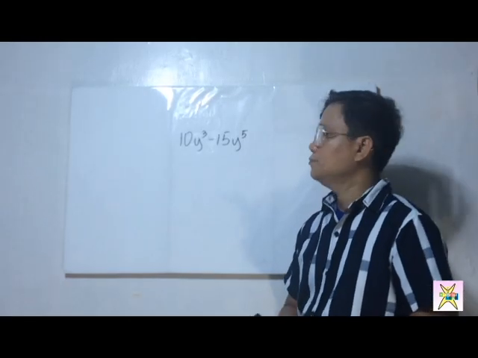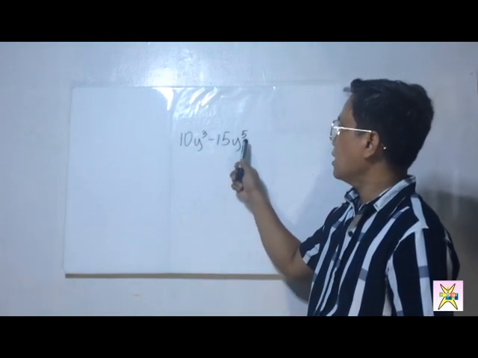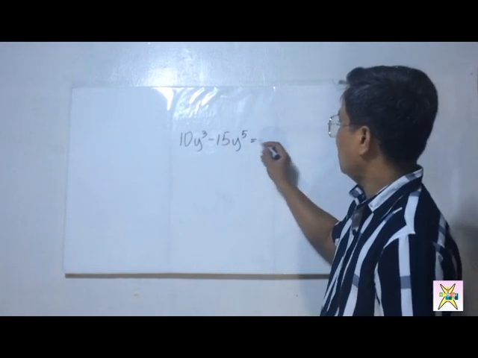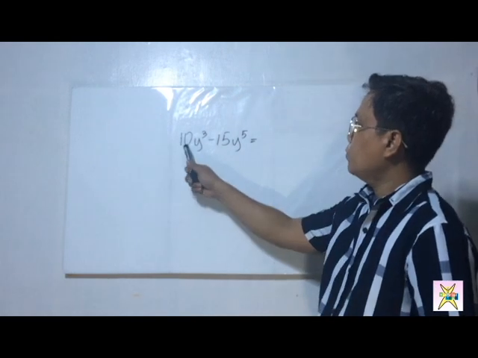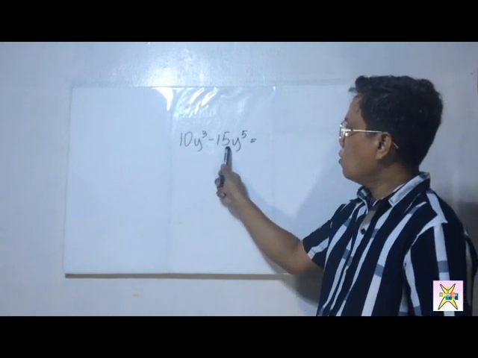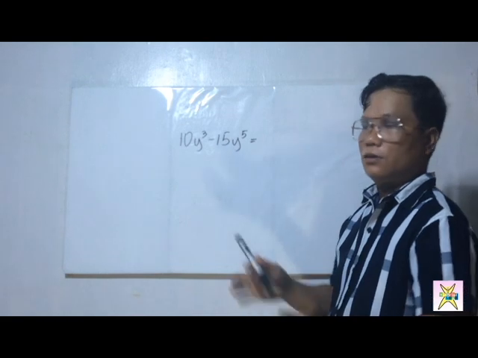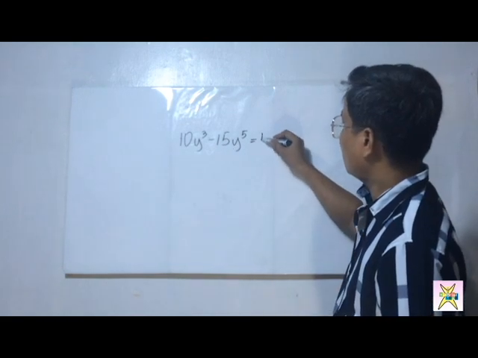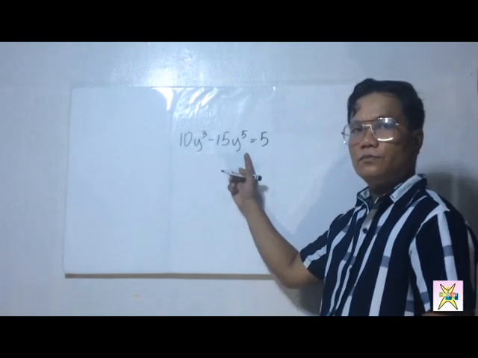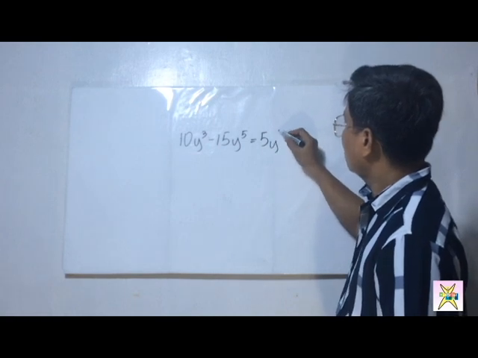Another example. We have 10y cubed minus 15y to the 5th power. Observe carefully the numerical coefficients of 10 and 15. What is the common divisor of 10 and 15? The common divisor is 5. And how about the variable? The common divisor also is y cubed.